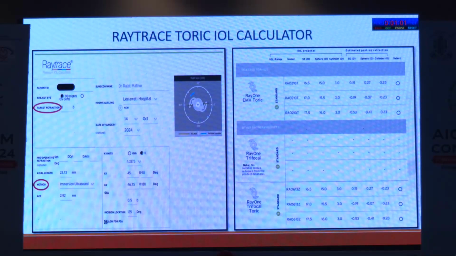And you will get 3 results. One will be slightly hypermetropic, the first one, the other will be emmetropic, and the third one will be a myopic one. So in my practice, I usually take the middle one for the first dominant eye and the third one for the other eye.